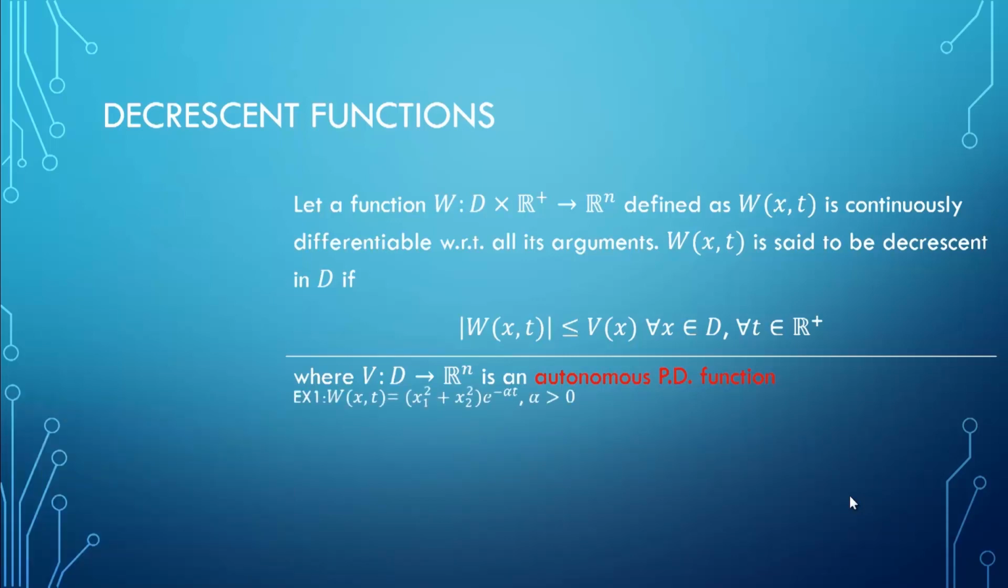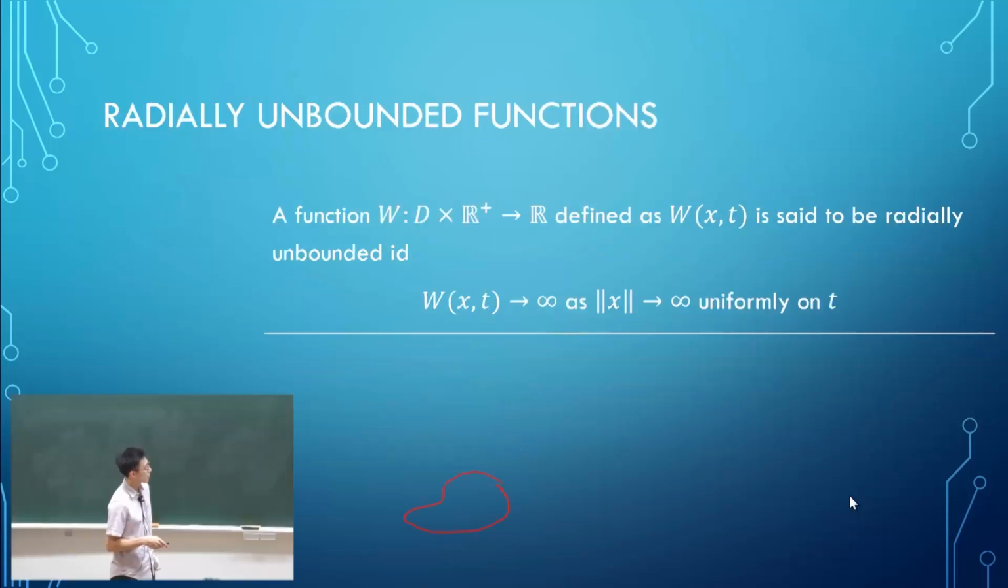An example is like this. For any time, no matter what time it is, the absolute value of W is always upper bounded by a PD function, which is this part. Okay, so that should be easy. But for this other example, you cannot find a PD function V(x) that upper bounds this function, because this t squared increases to infinity as t goes to infinity. So next are radially unbounded functions.